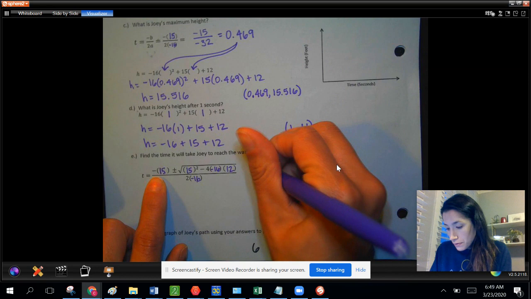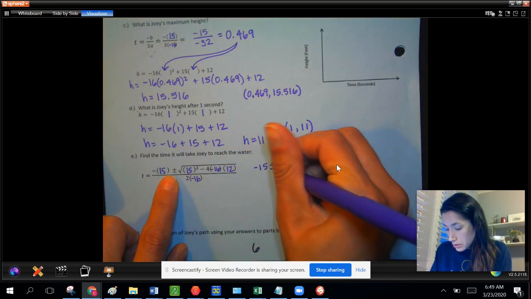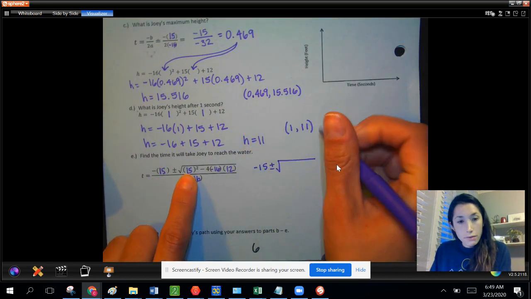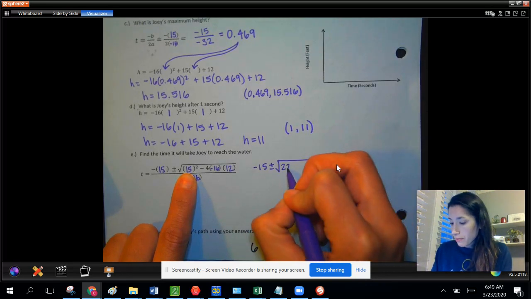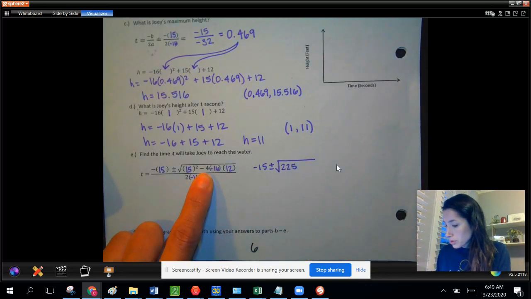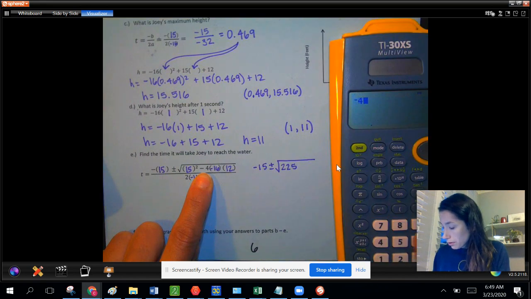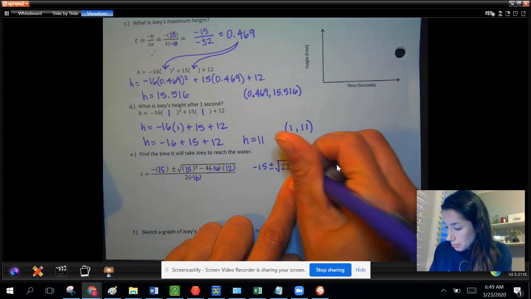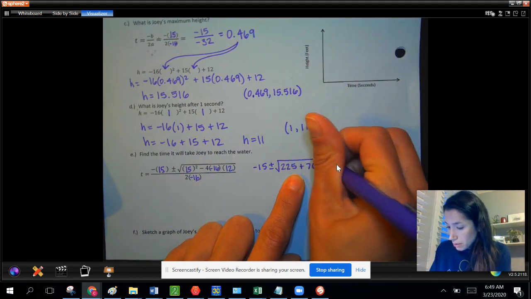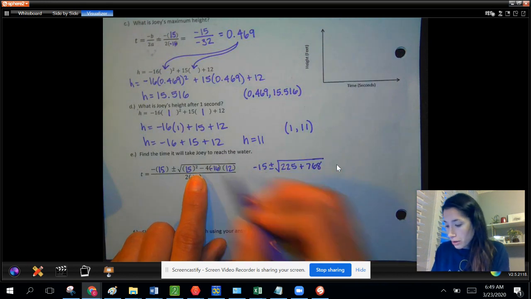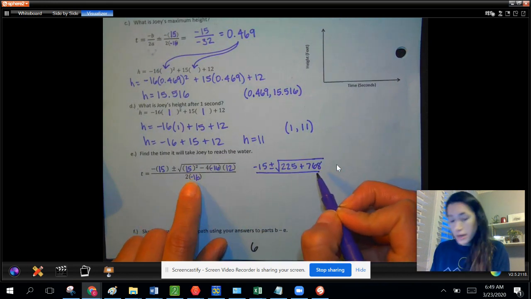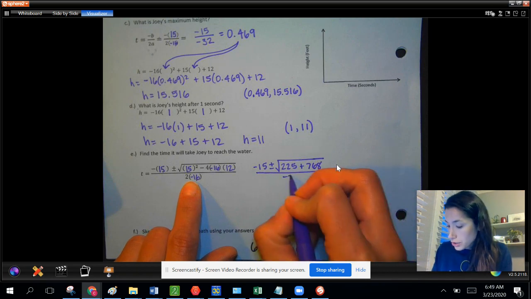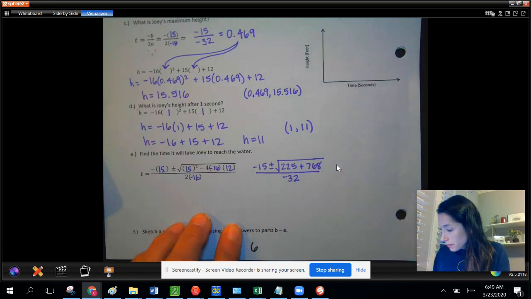So from here, we're just going to continue simplifying this. So we have a negative 15 plus or minus square root. 15 squared, 15 times 15, that's 225. And then I'm just going to go ahead and multiply the negative 4 with a negative 16 with 12 to get me one expression, and that's 768. And it actually ends up being a positive because we have 2 negatives multiplying by each other. And then that's all over 2 times negative 16, which is negative 32. So we'll continue simplifying from here.